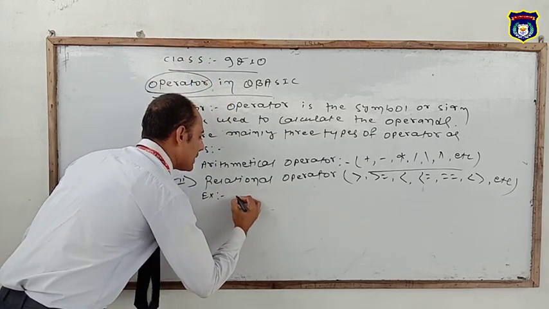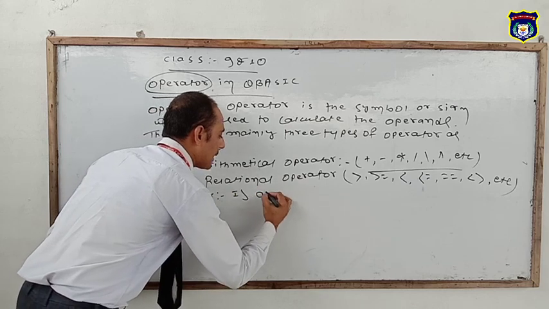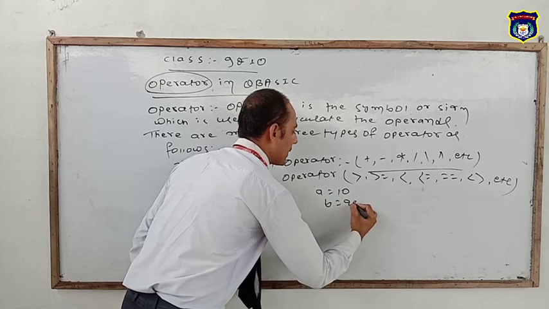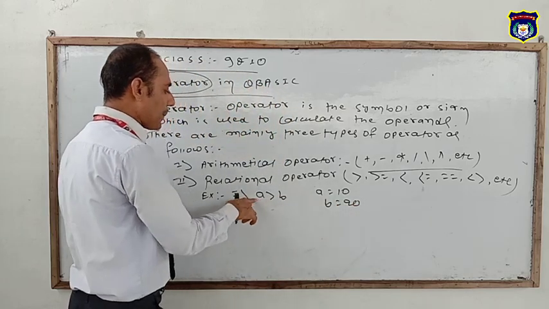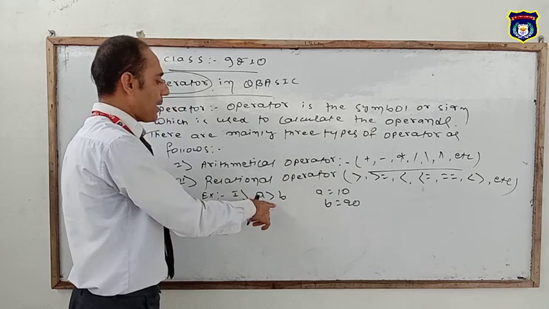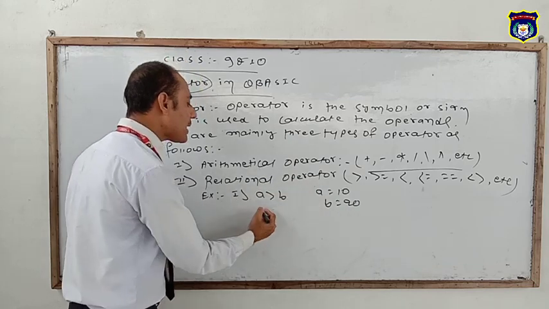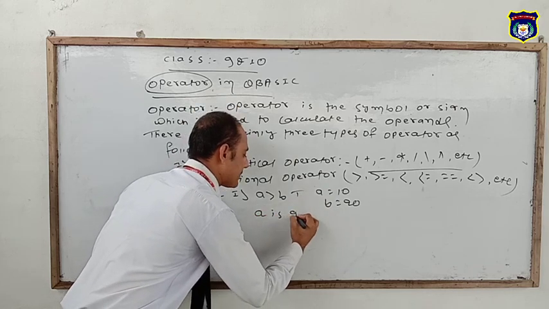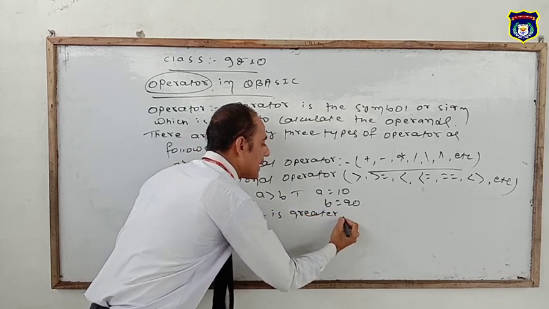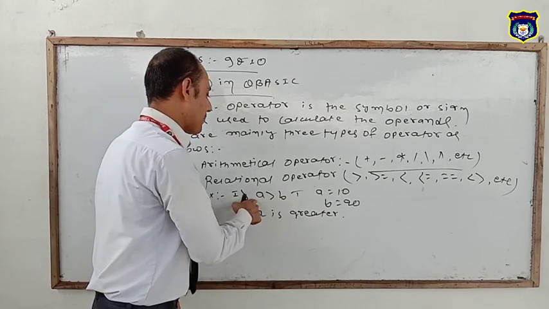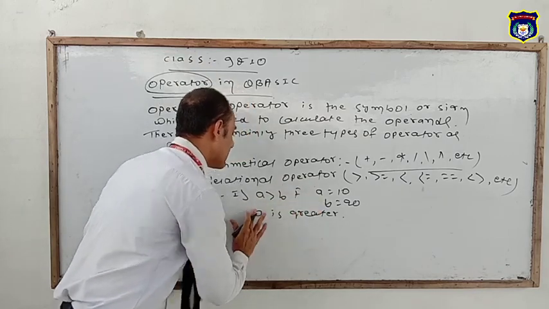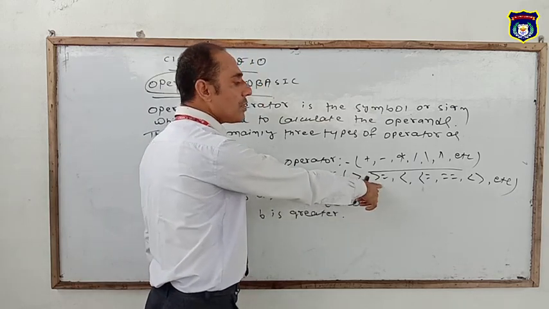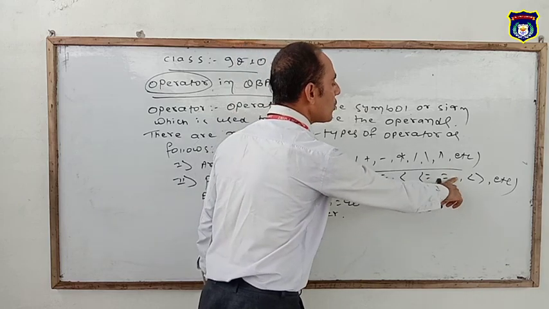Suppose A is greater than B. Suppose A equal to 10 and B equal to 20. Especially, A is greater than B. If the value of A is greater than the value of B, that means A is greater, if the condition is true. Otherwise, it is not necessary that A is greater than B. It may be false also. If the condition is false, then that means B is greater. So greater than or equal to, less than or equal to, equal to, and not equal to.